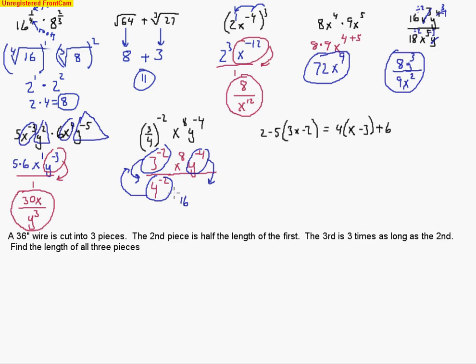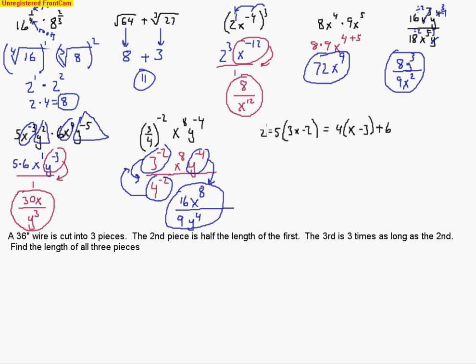So 16 is what's on top because I took the 4 to the negative second. It goes on top, so that makes 16. X to the 8th is on top as well. 3 to the negative second goes on the bottom, becomes 3 to the second, so that's 9. So you see, when you have the negative exponent, you just take the reciprocal and it becomes positive, and then you can go ahead and multiply out those numbers. Y to the negative 4th goes on the bottom, so that becomes y to the 4th. And that's our answer. Well, the next one's a problem where we have to solve an equation.